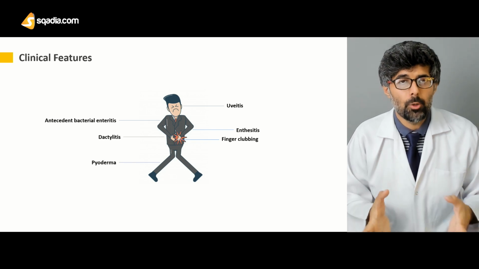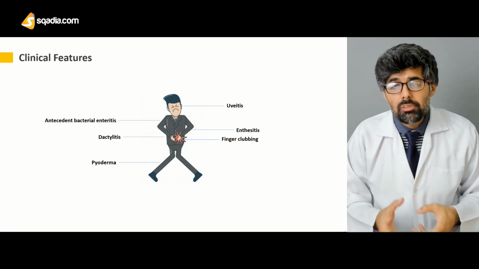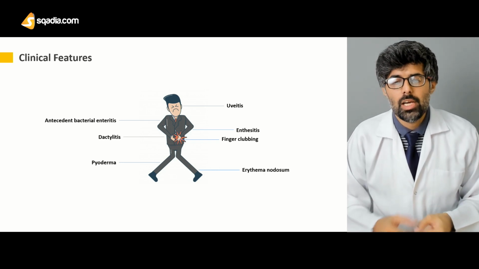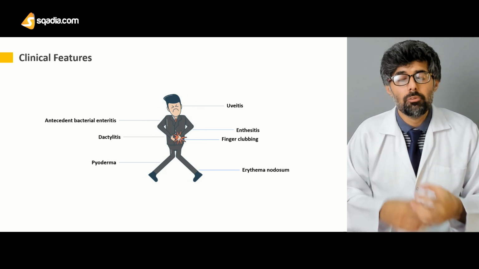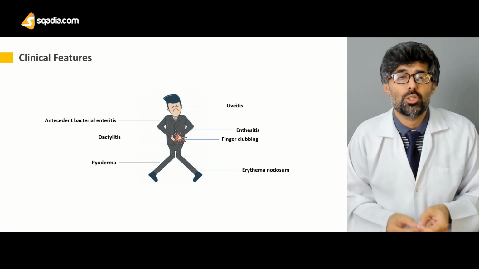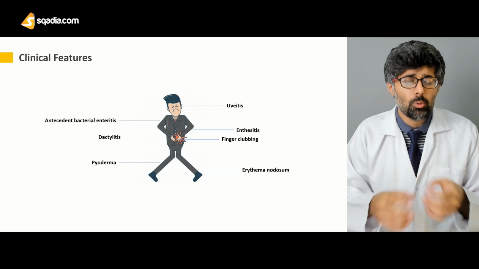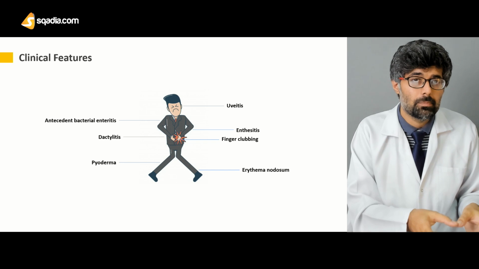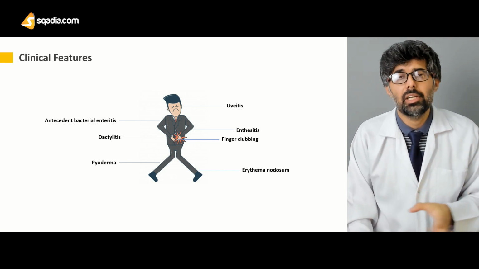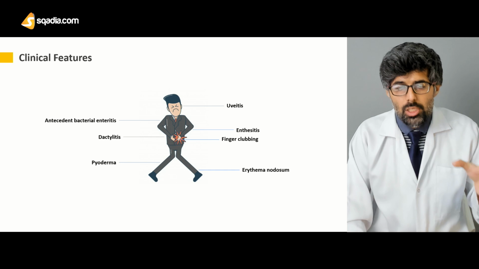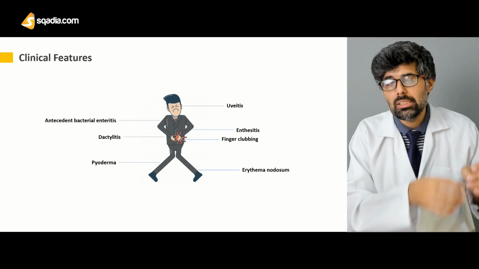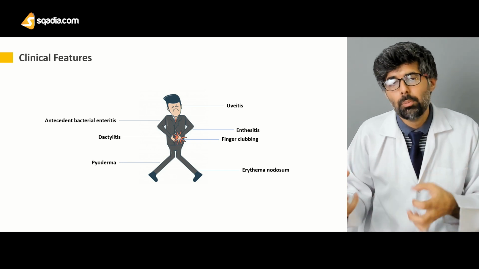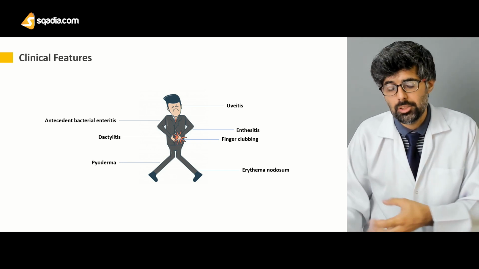Then we have pyoderma, that is, there is blistering and pustule formation on the skin. We have erythema nodosum. Erythema nodosum refers to the formation of small nodules which are found in clusters along with erythema or rash on the body. Now, these clinical features, usually along with the bacterial enteritis, present the picture of enteropathic spondyloarthritis.